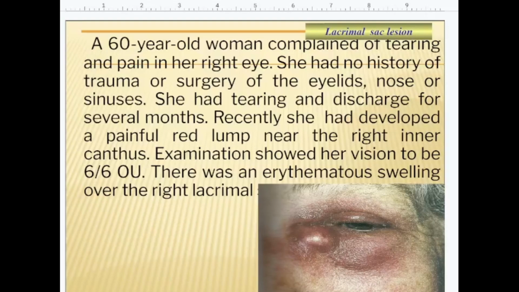An examination showed her vision to be 6/6 in both eyes. There was a reddened swelling over the right lacrimal sac. An examination shows the following finding.